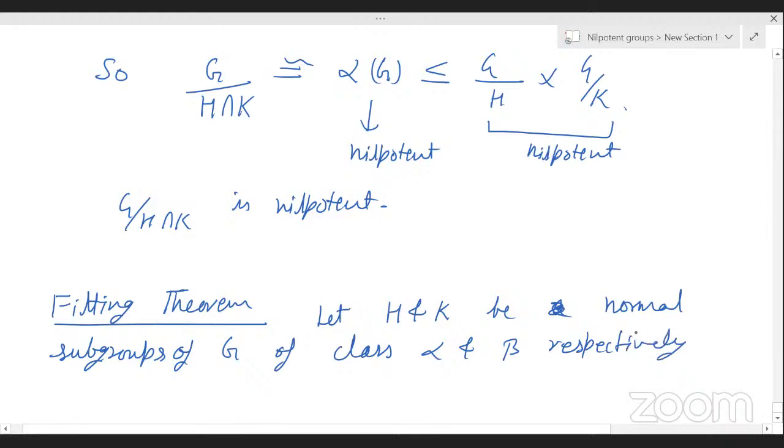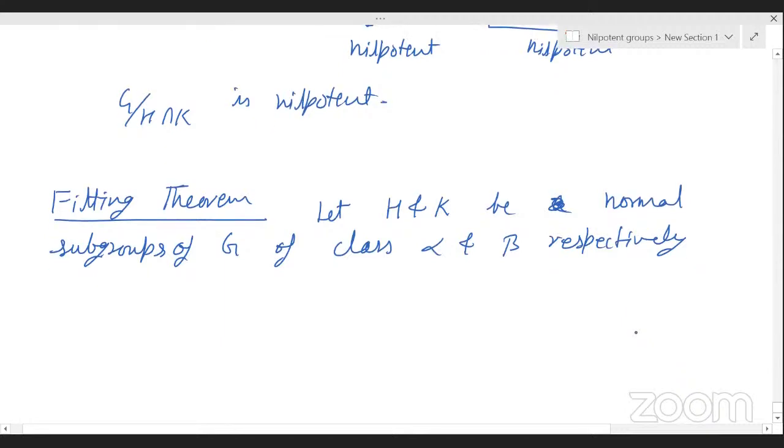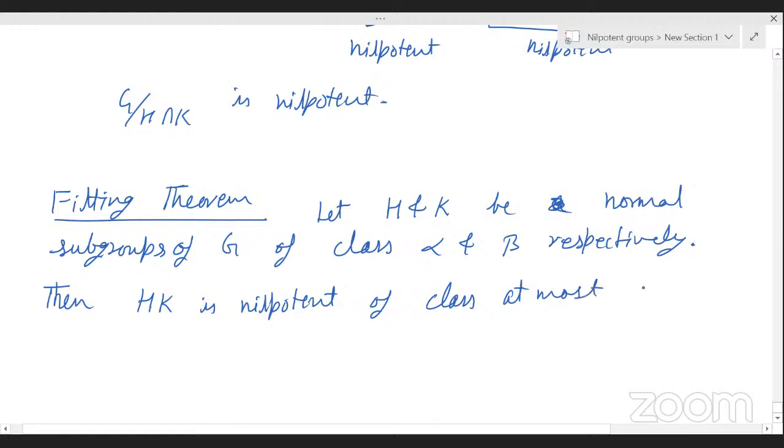Class alpha, beta mean nilpotency class, so they are nilpotent normal subgroups of G. Then this theorem says that HK is nilpotent of class at most alpha plus beta.